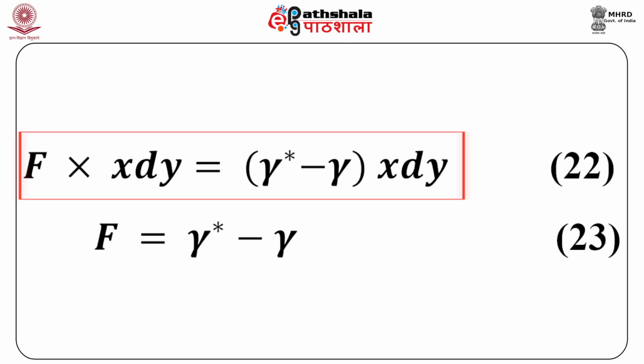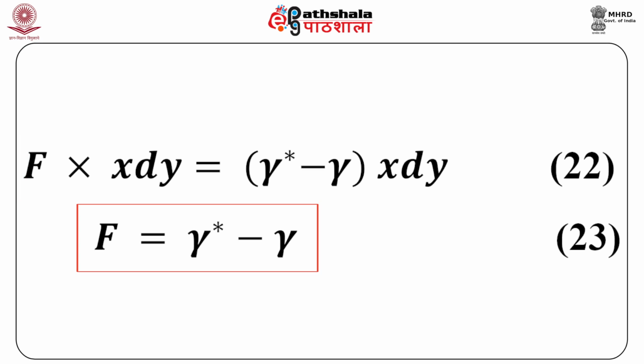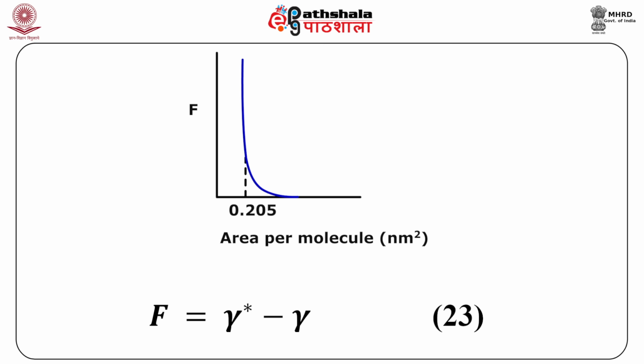The energy is supplied by the movement of the barrier by a distance dy against a force F into x, such that F x dy equals gamma star minus gamma into x dy, as shown in equation 22. Or we have F equals gamma star minus gamma, as shown in equation 23. It is to be noted that F acts as a surface pressure and is equal to force per unit length of the barrier. It can be seen from figure 3 and equation 23 that the difference between the surface tension of the film-covered surface and clean water surface is very small, unless the film becomes closely packed.